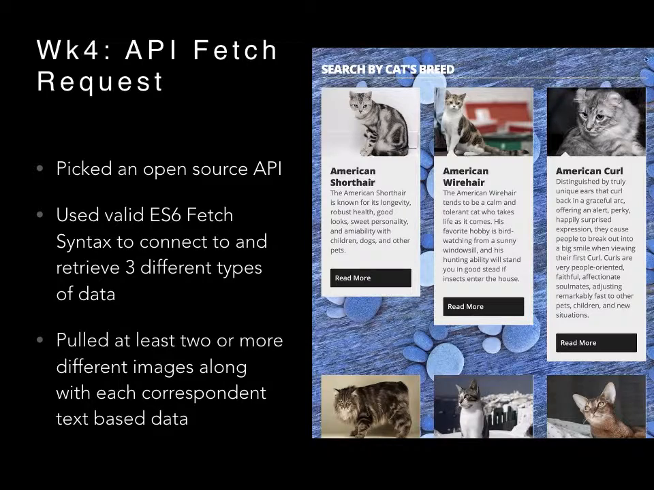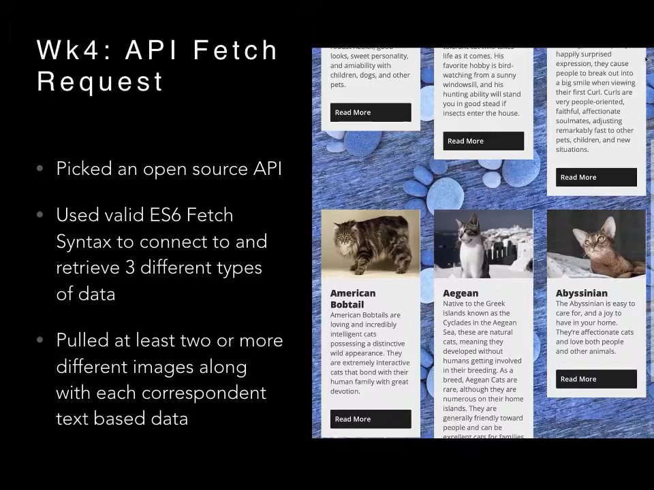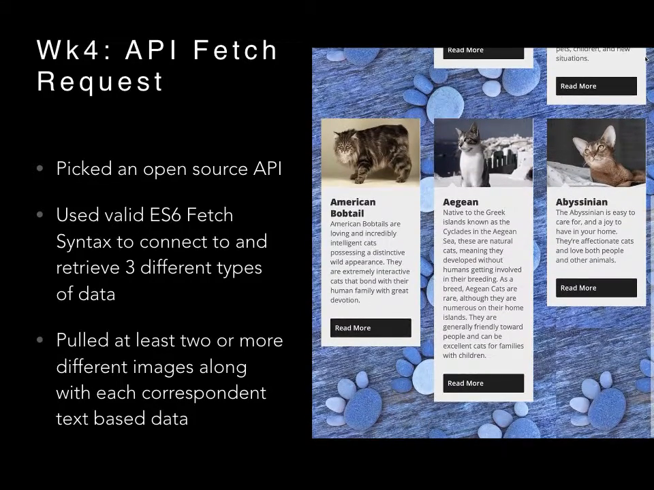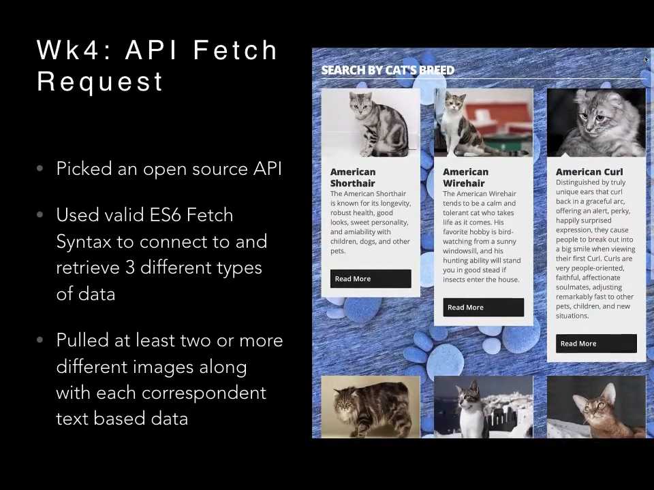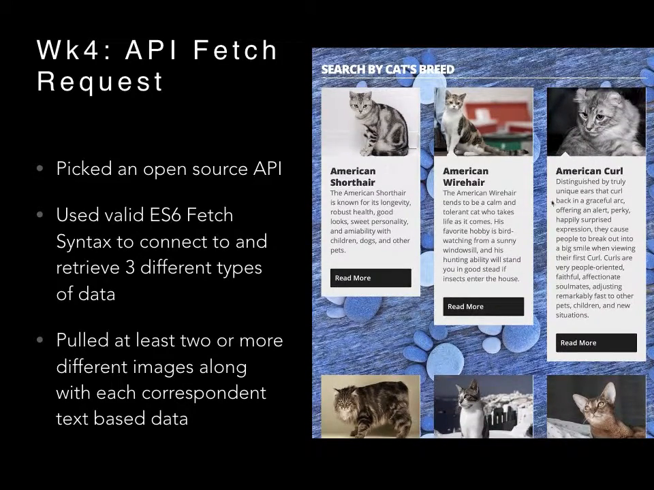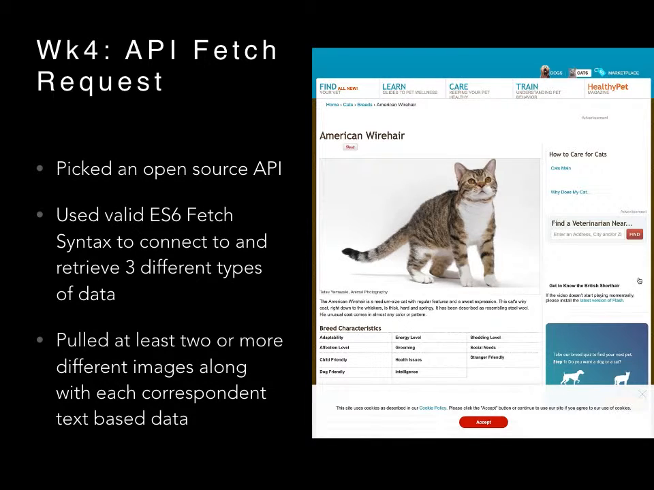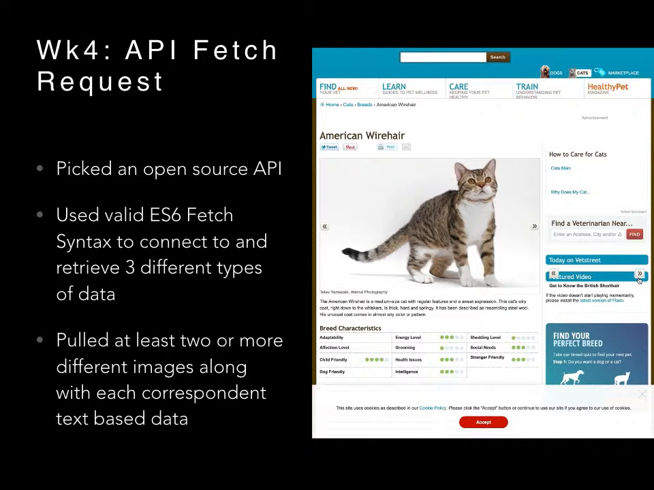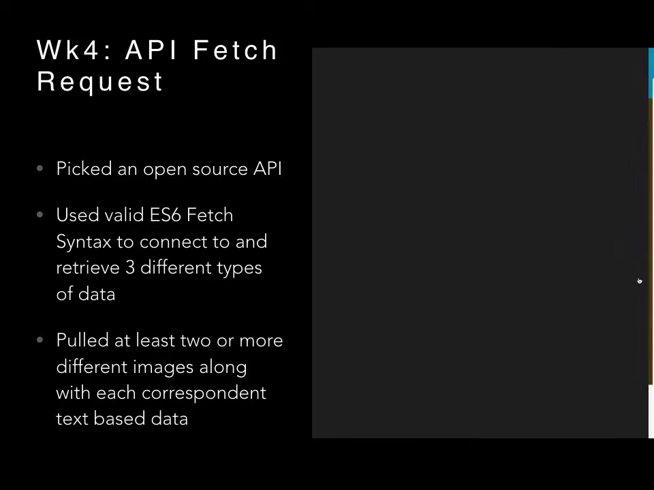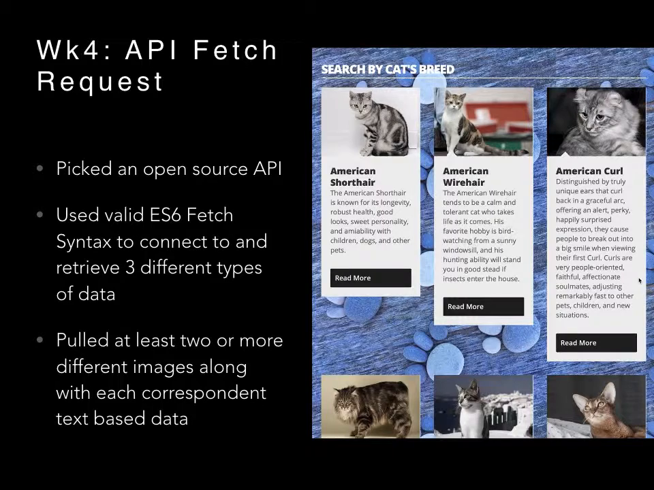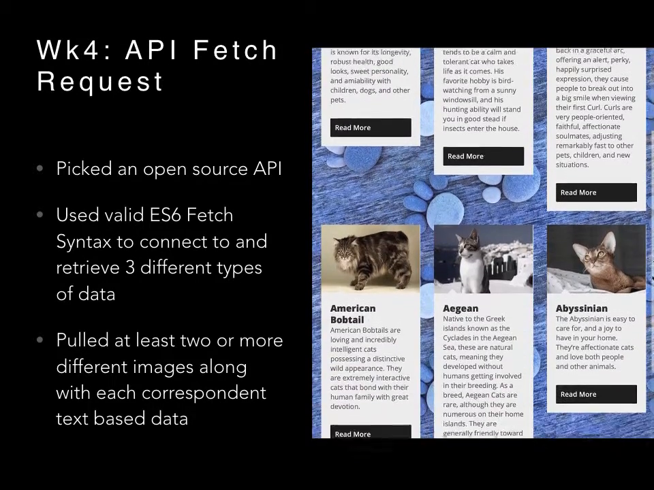Lastly, week 4, API fetch request. This was by far the most challenging assignment in this course. I had a really hard time finding an API that could work with my project, but luckily I was able to find one, and that was the main requirement for this assignment, to pick an open source API and use ES6 fetch syntax to connect and retrieve at least 3 different types of data.